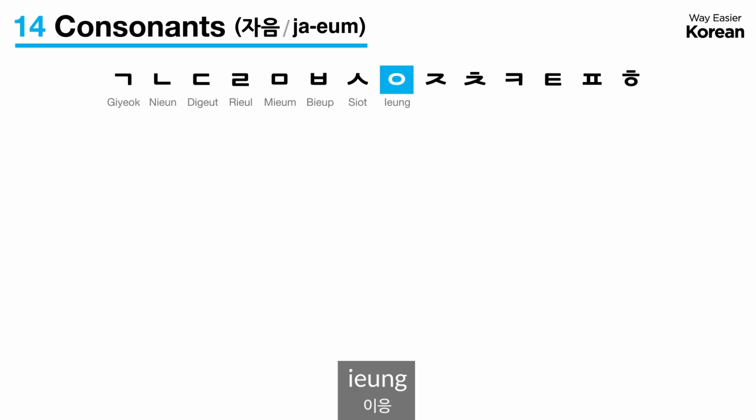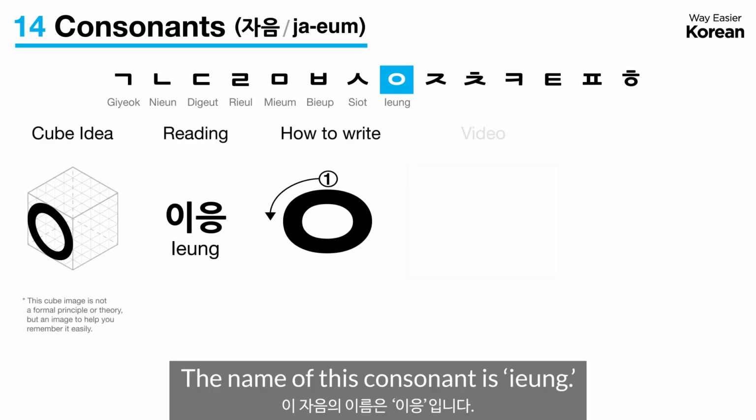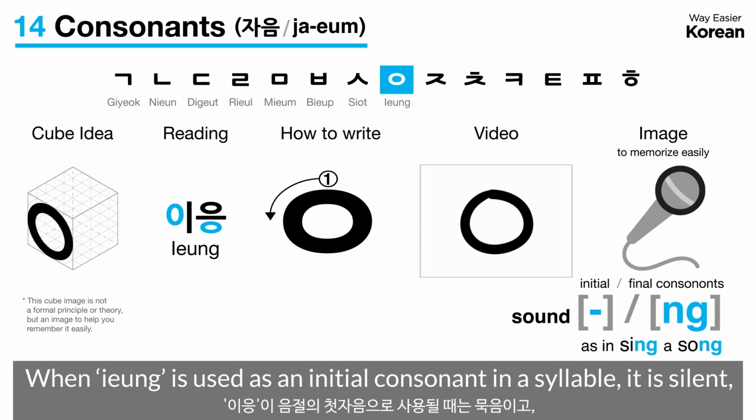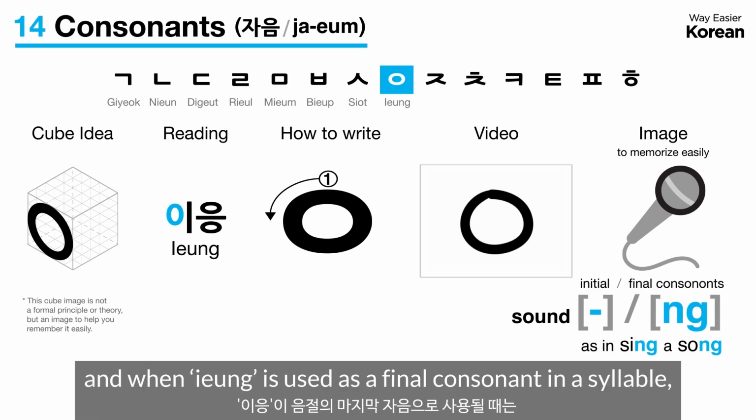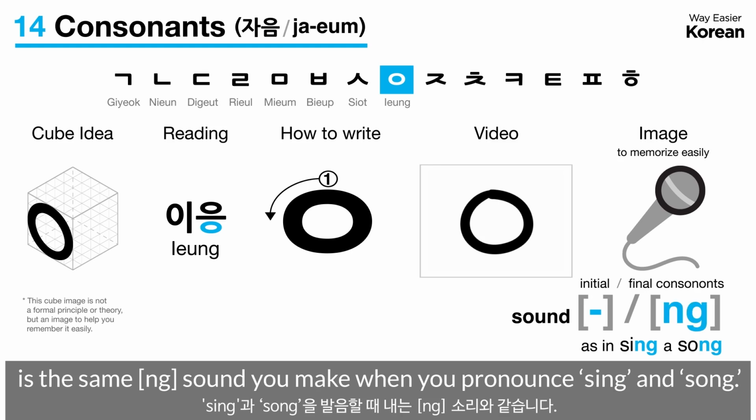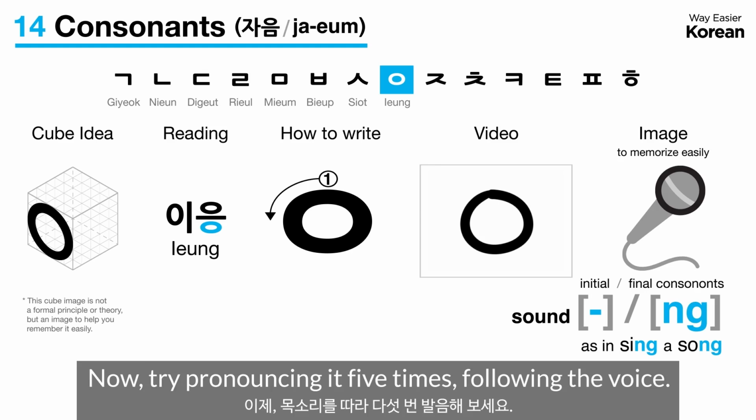이응. The name of this consonant is ieung. When ieung is used as an initial consonant in a syllable, it is silent. And when ieung is used as a final consonant in a syllable, it is the same ng sound you make when you pronounce sing and song. Now, try pronouncing it 5 times, following the voice.